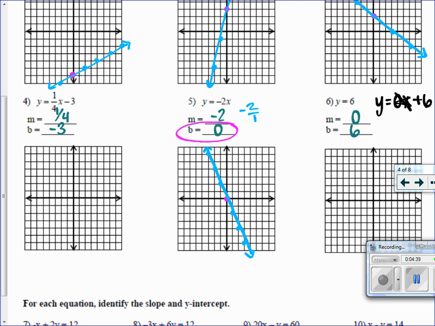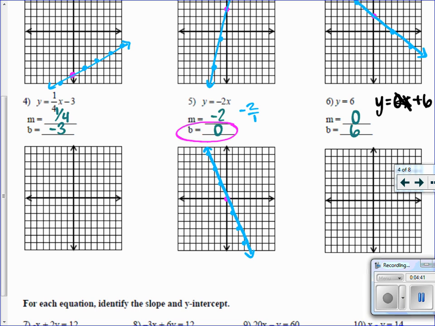For the last one, for 6, if the y-intercept is 6, what does the graph look like if it has a slope of 0? Straight. All of these lines have been straight that we've drawn. It's a horizontal line. Because if it says y equals a number, that means y will never change. If y doesn't change, that means the graph doesn't move up or down at all. It just stays as that horizontal straight line.